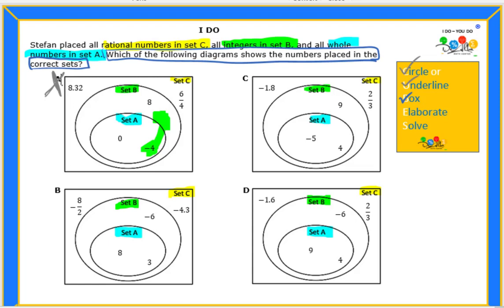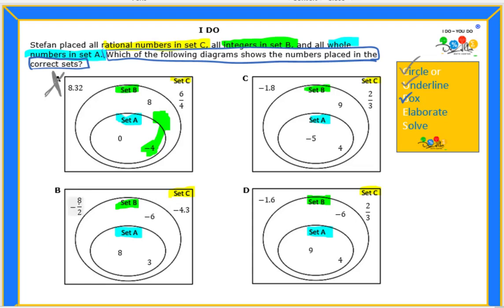Okay, so let's check letter choice B. Let's take a look at set A. Our whole numbers have 8 and 3. Both of those look good. So let's look at the next set. Set B should have integers. -6, it's a negative, that's an integer. So let's look at our two numbers in set C, rational numbers. -4.3, decimal, perfect.